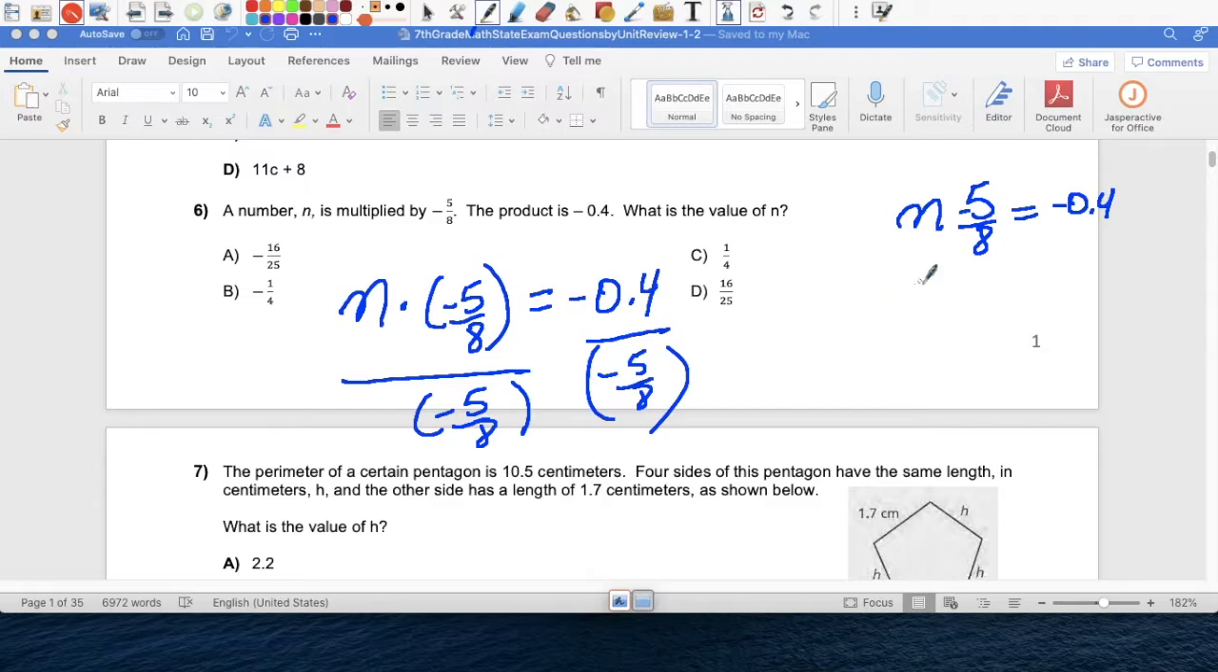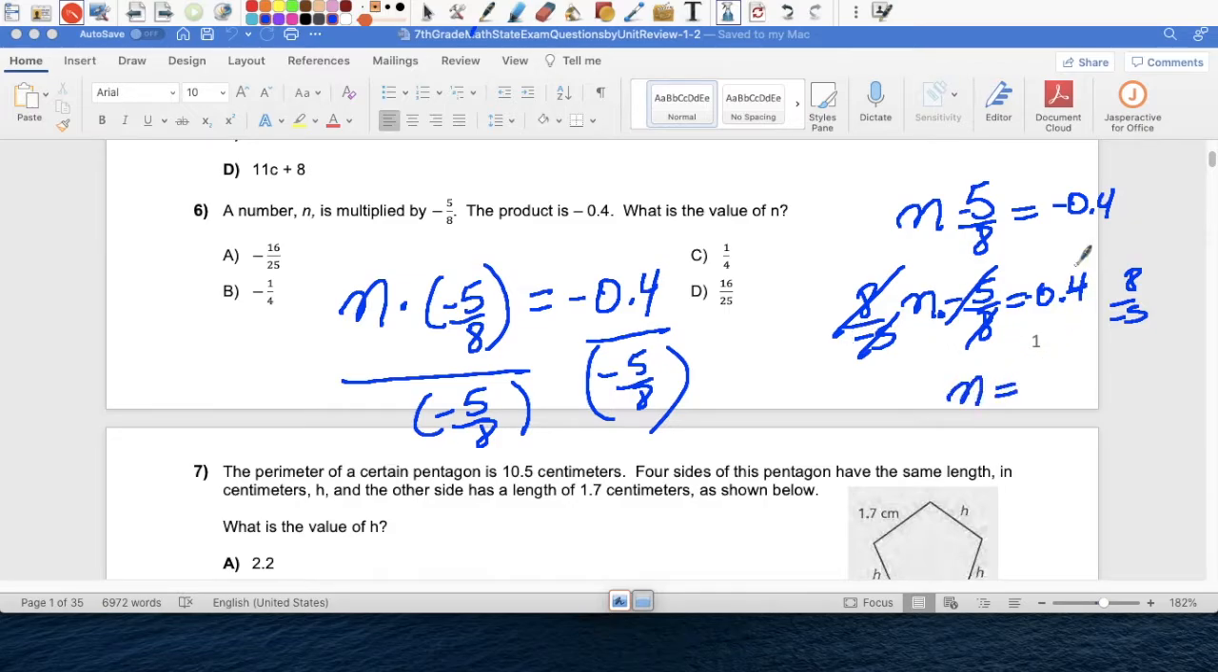Another way you can do it is multiply both sides by 8 over negative 5, which is the same thing as dividing by negative 5 over 8. So this and this will cross out and simplify to 1. Negative and negative is positive, so n equals negative 0.4 times 8 over 5. That gives us 0.64.